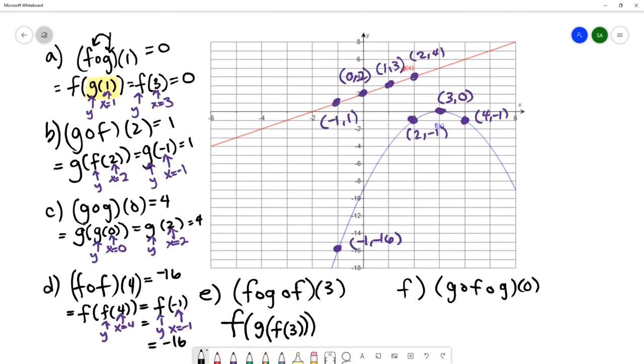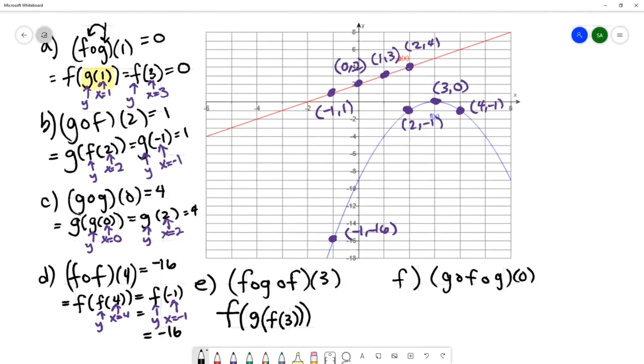So on the inside, we want to find f of 3. We've already identified f of 3 to be 0. So we can replace f of 3 with 0. That's f of g of 0. We've already identified g of 0 right here to be 2. So we have f of 2, and we've already identified f of 2 to be negative 1. So we found f composed with g composed with f of 3 to be negative 1.